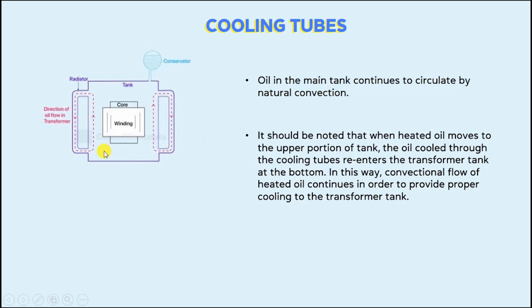So when the heated oil flows in the upper portion of the transformer tank, the cold oil takes its place at the bottom. In this way, convection flow of heated oil continues in order to provide proper cooling to the transformer tank. So this is the phenomenon on which the cooling tubes work in order to cool the transformer tank.